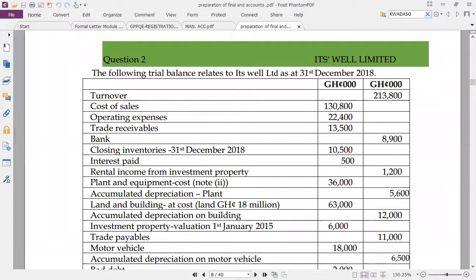Under exam condition. So under exam condition, how do you solve this question?